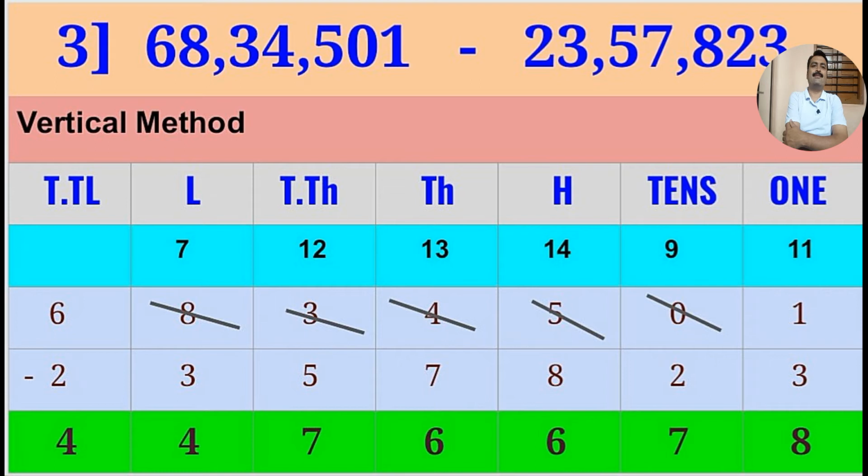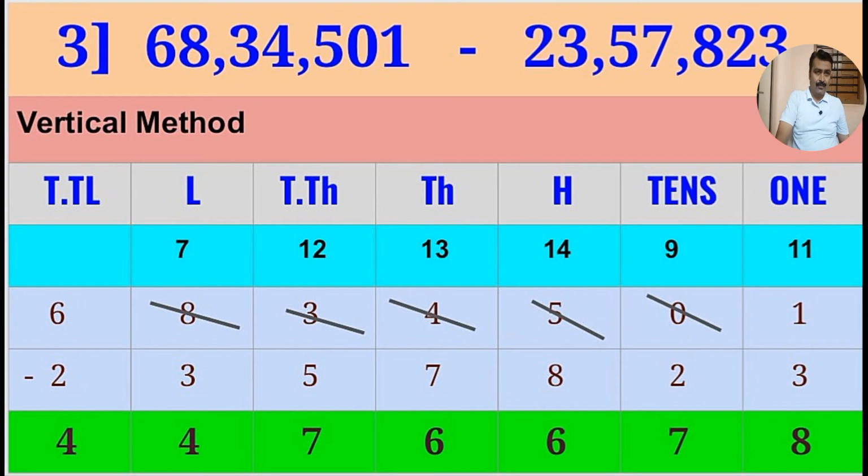Now we want to arrange the first number in the proper way. So 68,34,501. While arranging that number, we start the opposite way, that is from 1. So 1 we arrange into the ones column, 0 into the tens column, 5 into the hundreds column, 4 into the thousands column, 3 into the 10,000s column, 8 into the lakh place column, and 6 into the 10 lakh place column. After arranging the first number, now we take the minus sign there.